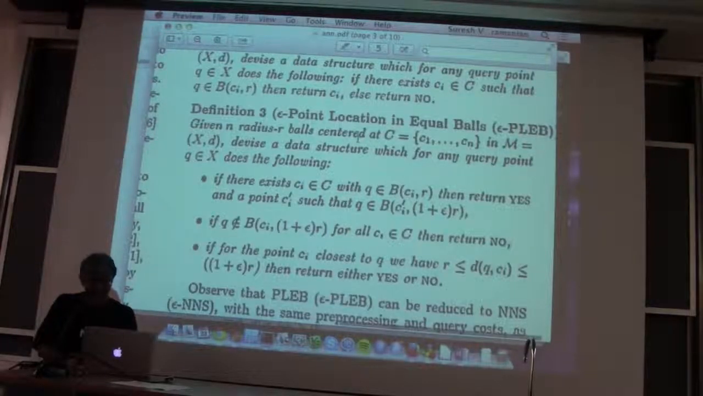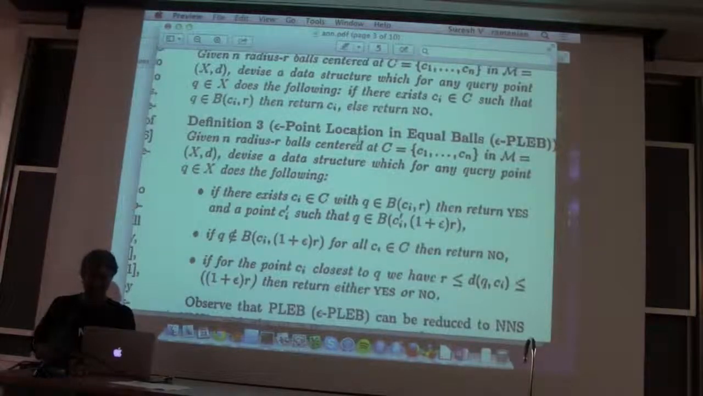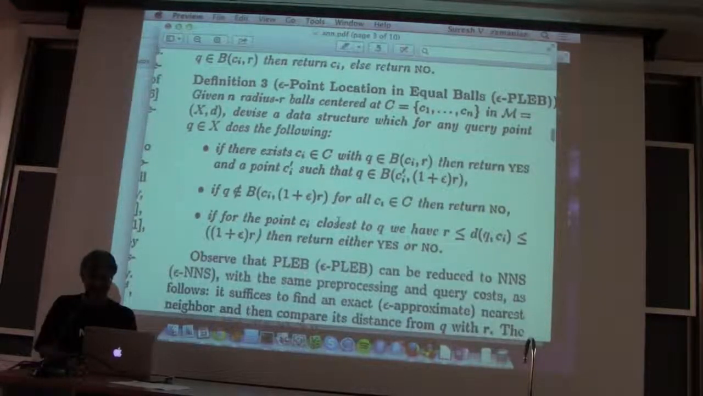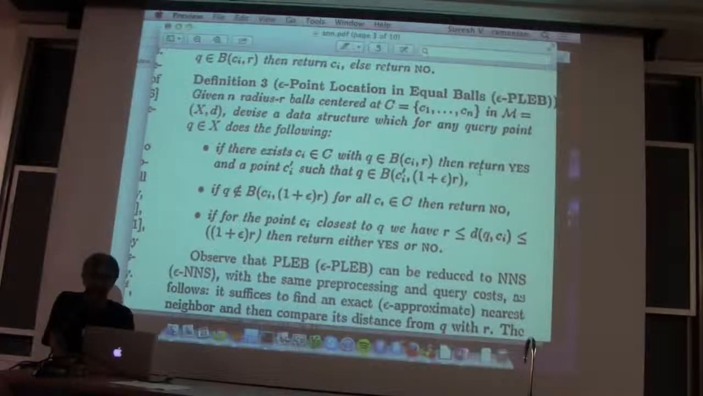So now we have a new problem, which I've defined for some reason, epsilon point location. So there's going to be some approximation somewhere now with an epsilon. And in fact, there is. If there exists a CI, return yes, and a point. Oh, okay. So if there is a good answer to your question, that is, the query is inside the ball of radius r, then return yes, but don't return CI. Return some other CI. That's kind of the right answer. So it's giving you an easier goal.